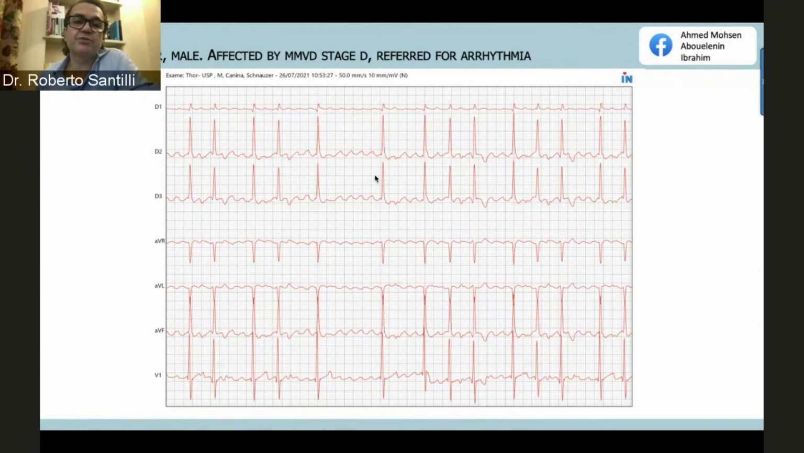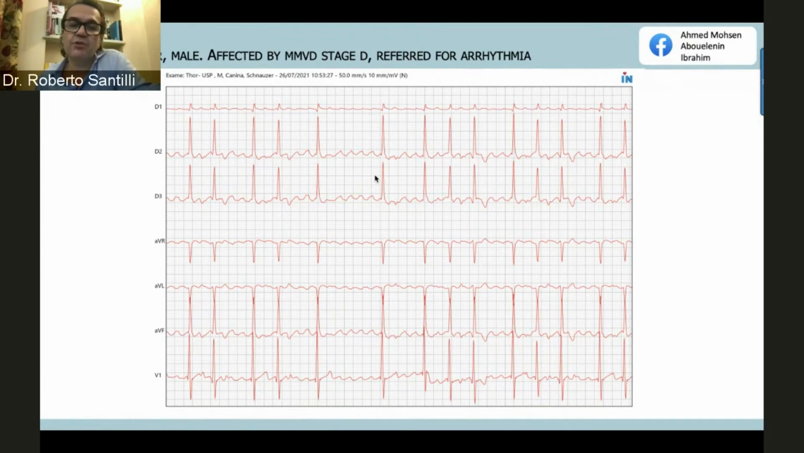So which are the drugs that we can use to stop flutters? So we really need to use what we call isthmic blockers. Which one? So the best one is sotalol, and the other one is amiodarone.